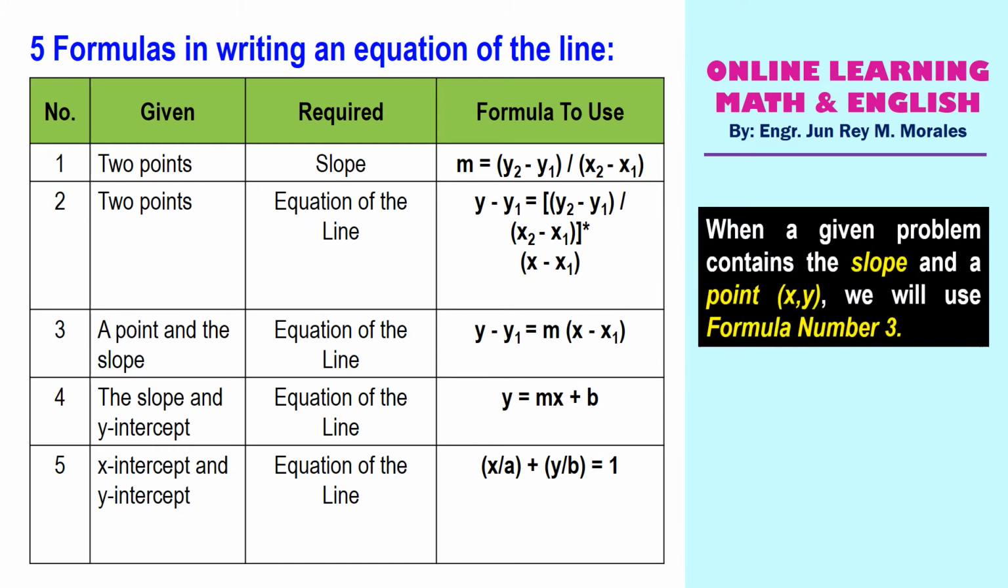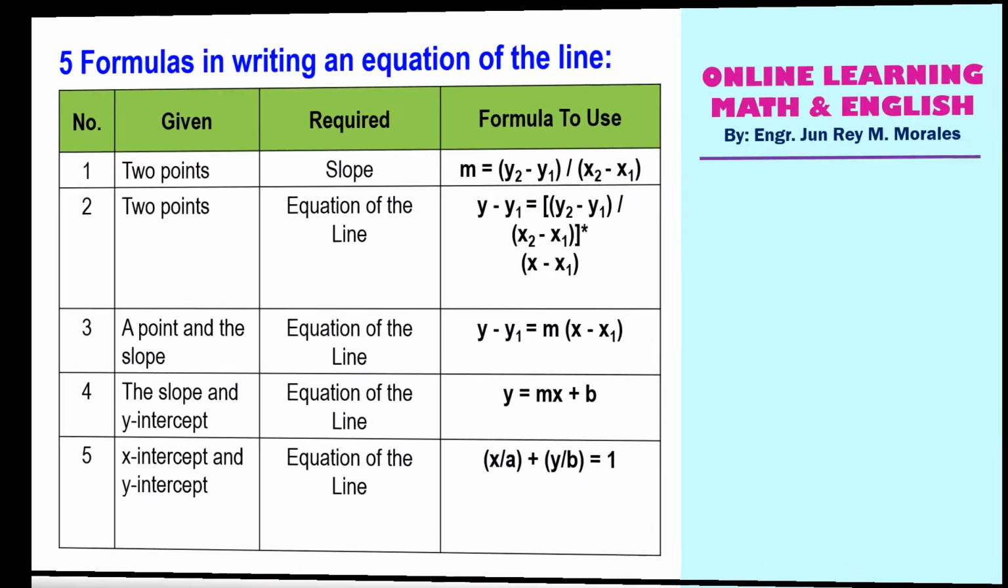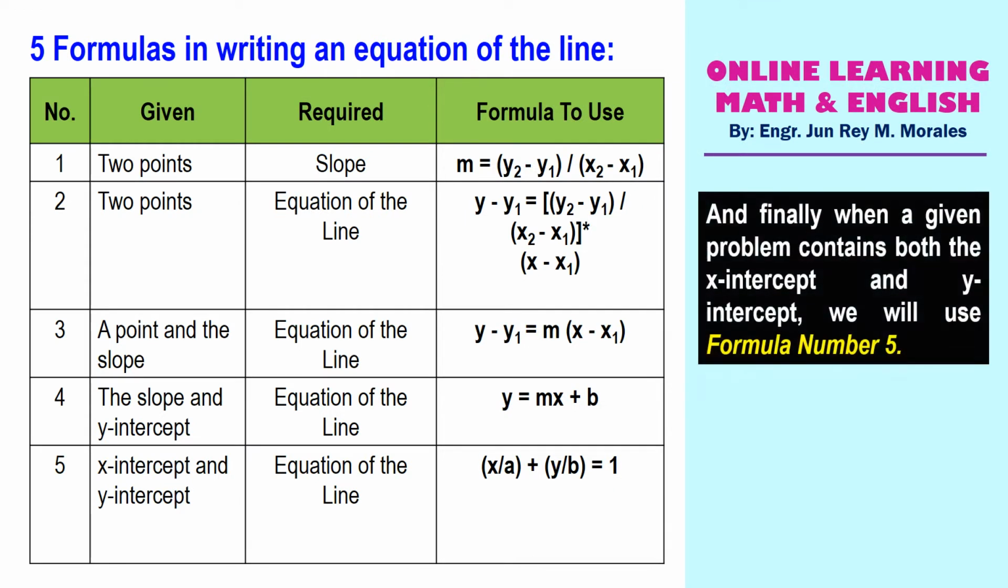When a given problem contains the slope and a point x and y, we will use formula number 3. When a given problem contains the slope and the y-intercept, we will use formula number 4. And finally, when a given problem contains both the x-intercept and y-intercept, we will use formula number 5.